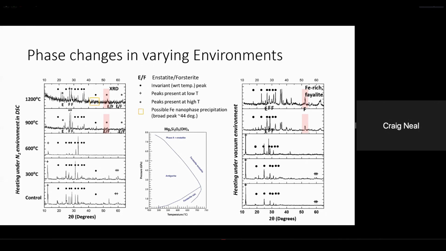So we would say that the enstatite, which has greater oxygen content, would be less favorable to be formed in this vacuum environment because it's consumed earlier in the reaction.